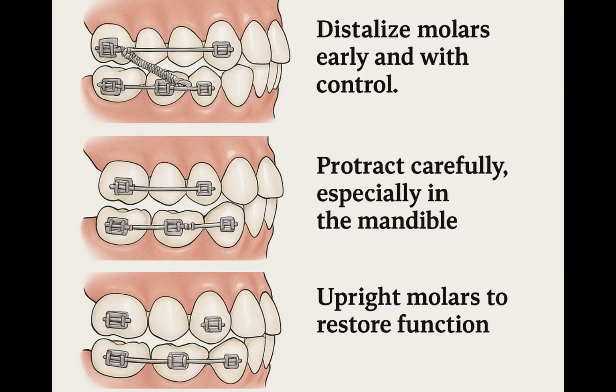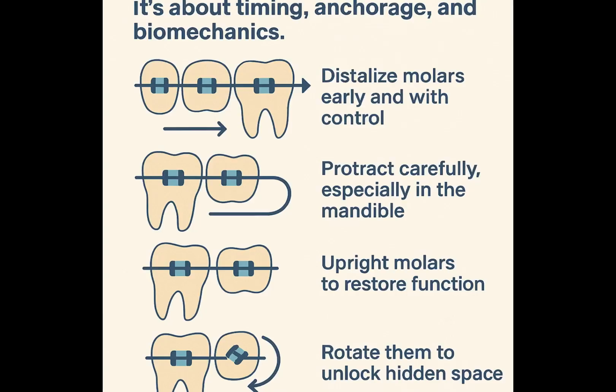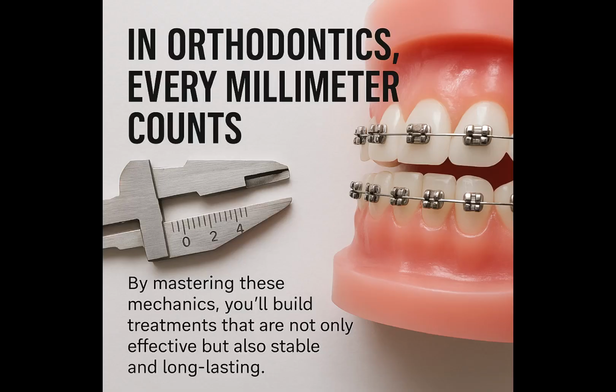Conclusion. Correcting anteroposterior discrepancies is about more than just moving teeth forward or backward. It's about timing, anchorage, and biomechanics. Distalize molars early and with control. Protract carefully, especially in the mandible. Upright molars to restore function. Rotate them to unlock hidden space. Remember, in orthodontics, every millimeter counts.